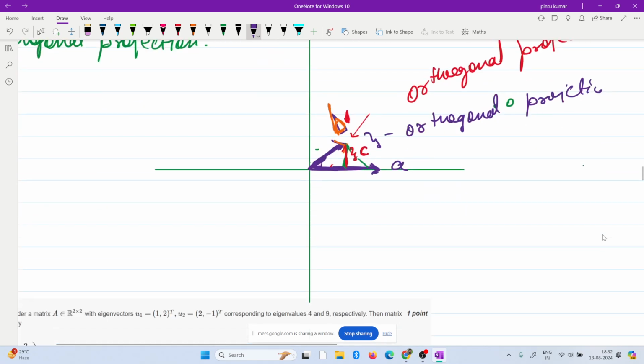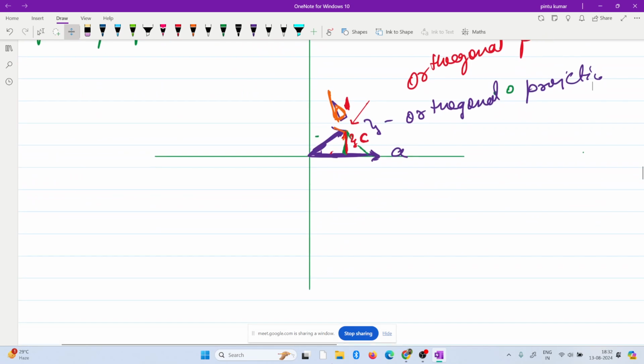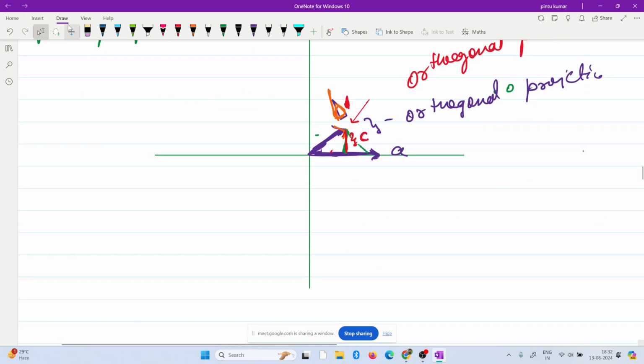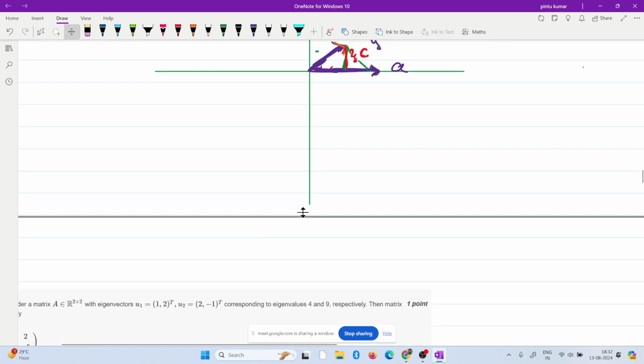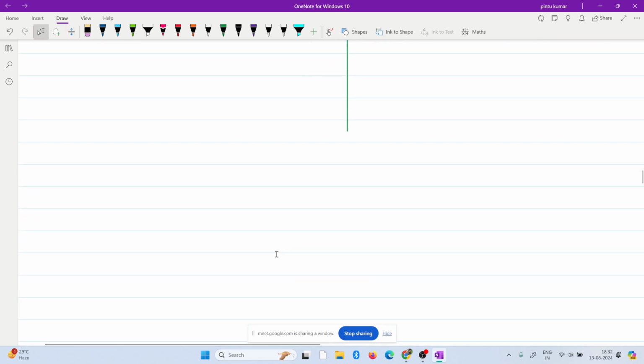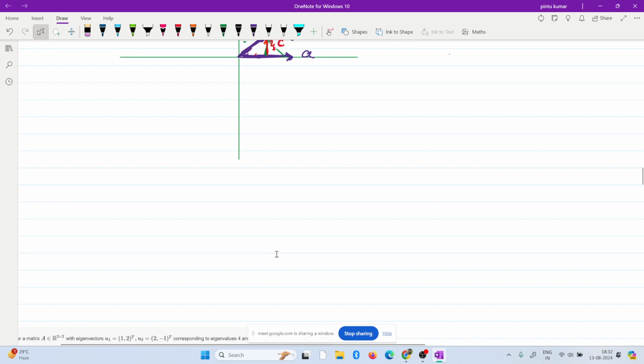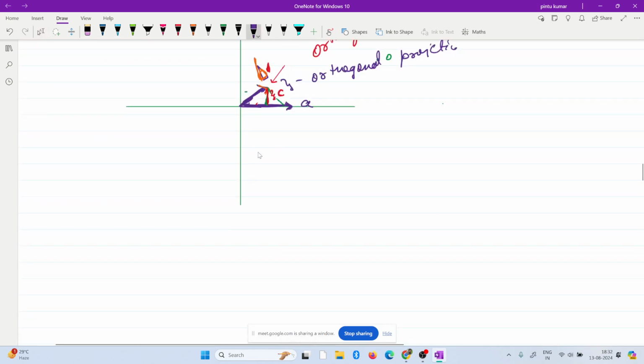And you can extend this definition to higher dimensions. Let's say if you have a subspace and you want to project. So how did you project this thing? If you recall, how is this projection given? Do you remember this? If this angle is theta, what is cos of theta?